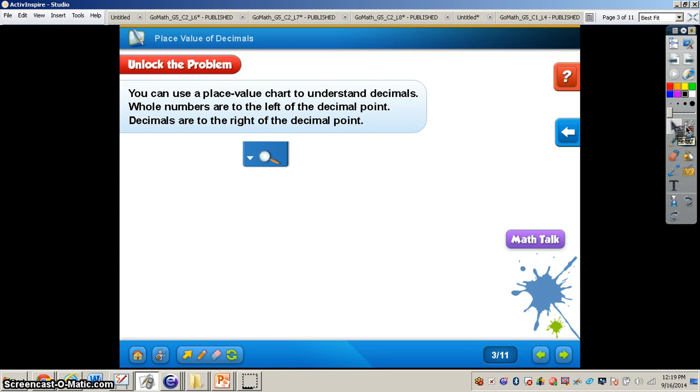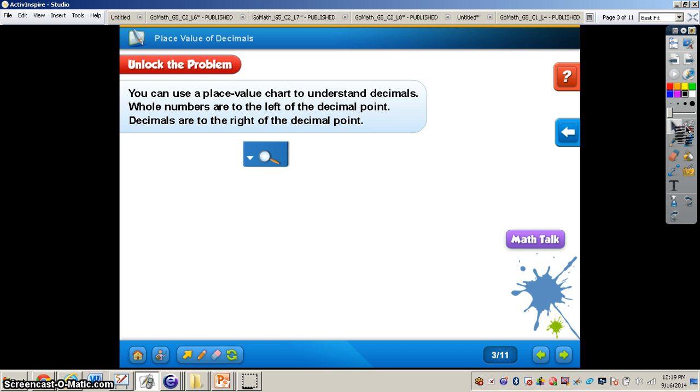Now, to unlock the problem, you can see it says the Brooklyn Battery Tunnel in New York City is 1.726 miles long. It is the longest underwater tunnel for vehicles in the United States. To understand this distance, you need to understand the place value of each digit in 1.726. Now, we can see here on the screen and in your book on page 109, you can use a place value chart to understand decimals.